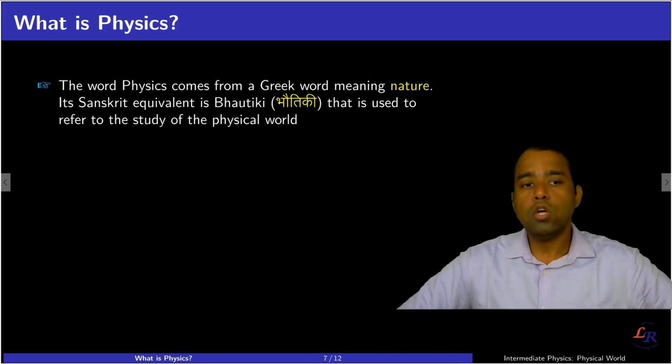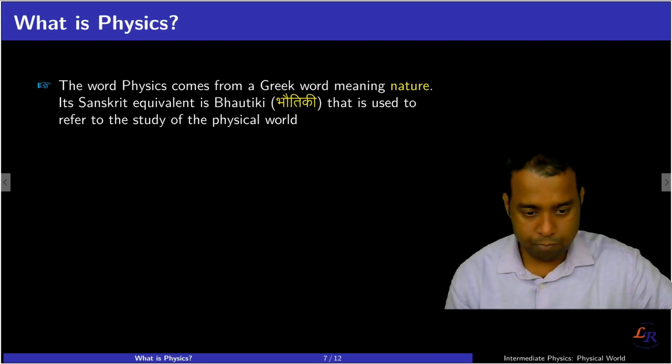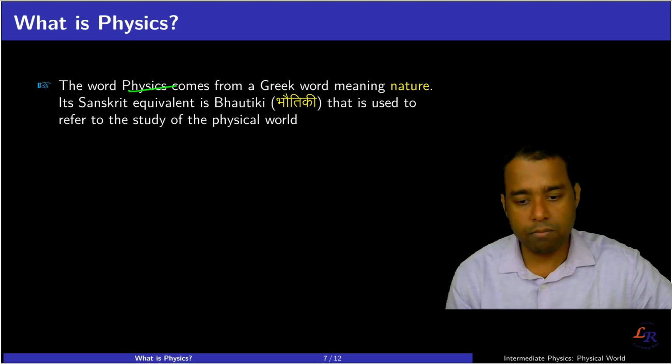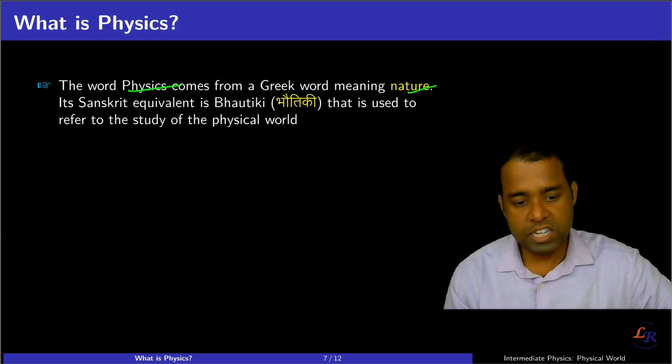What is physics? So again comes the word physics. The word comes from the Greek word for nature. In Sanskrit we call it bhautiki.